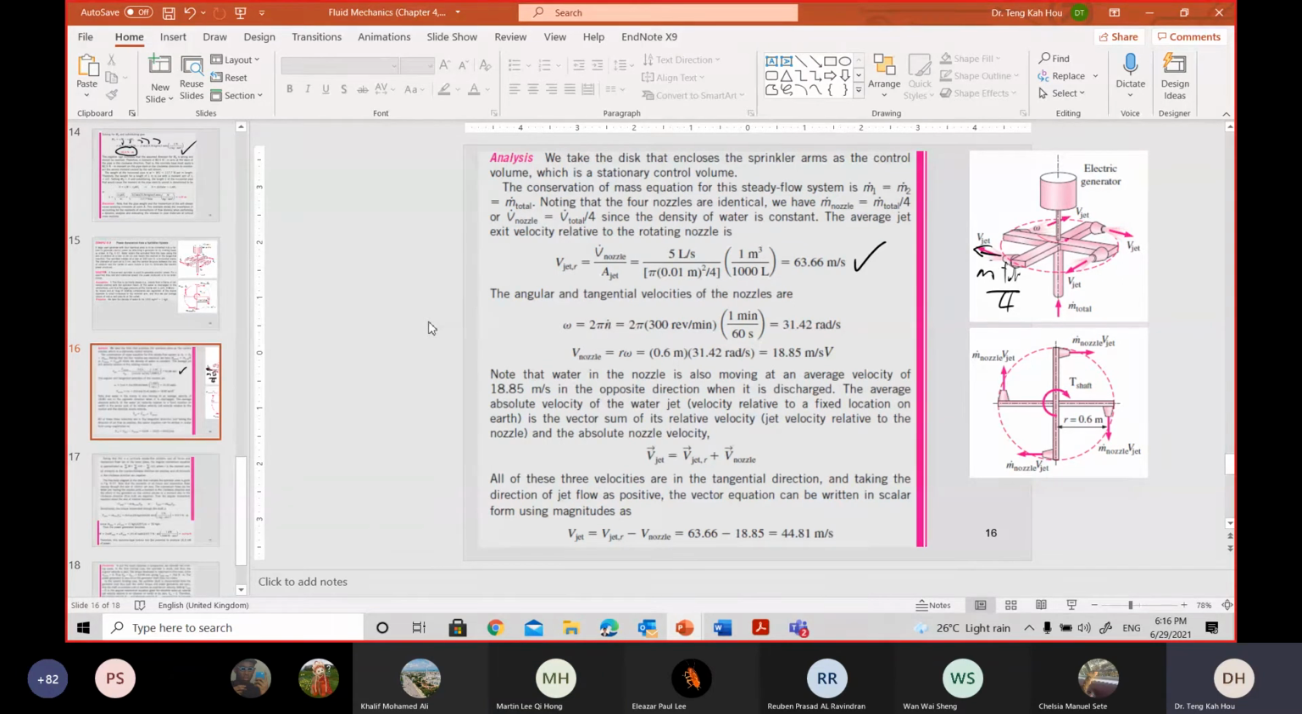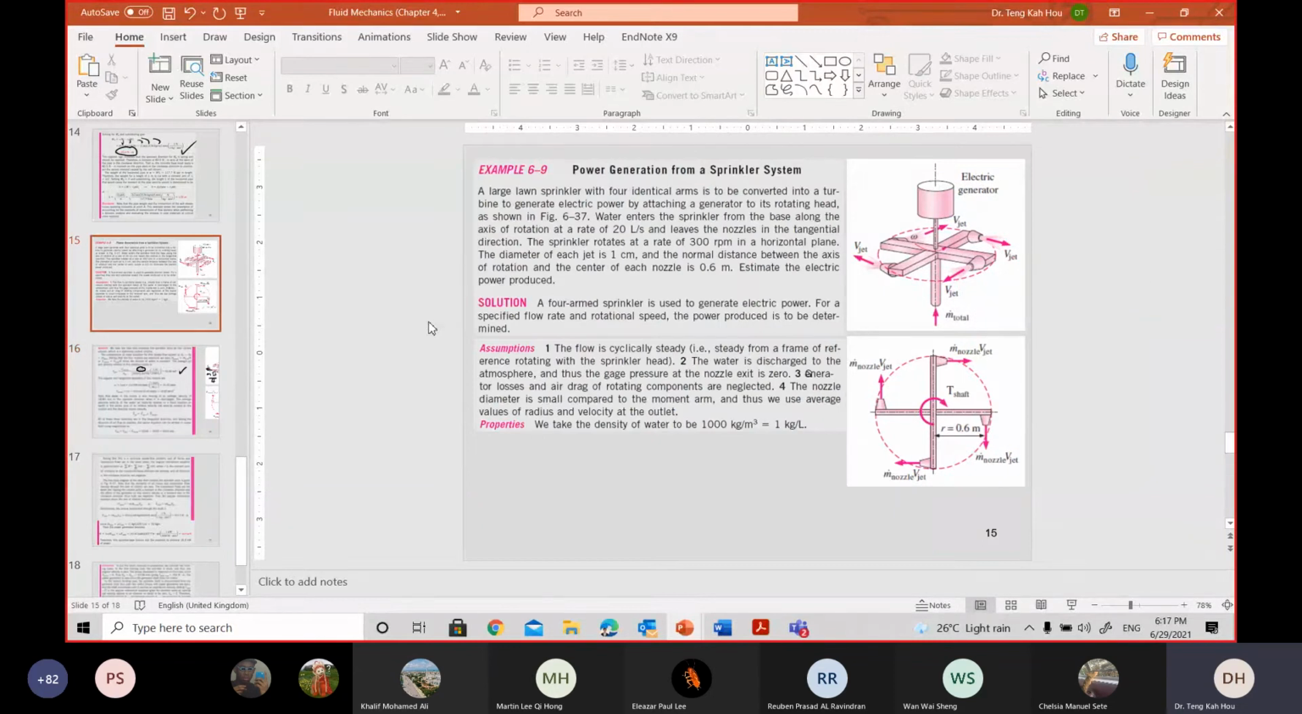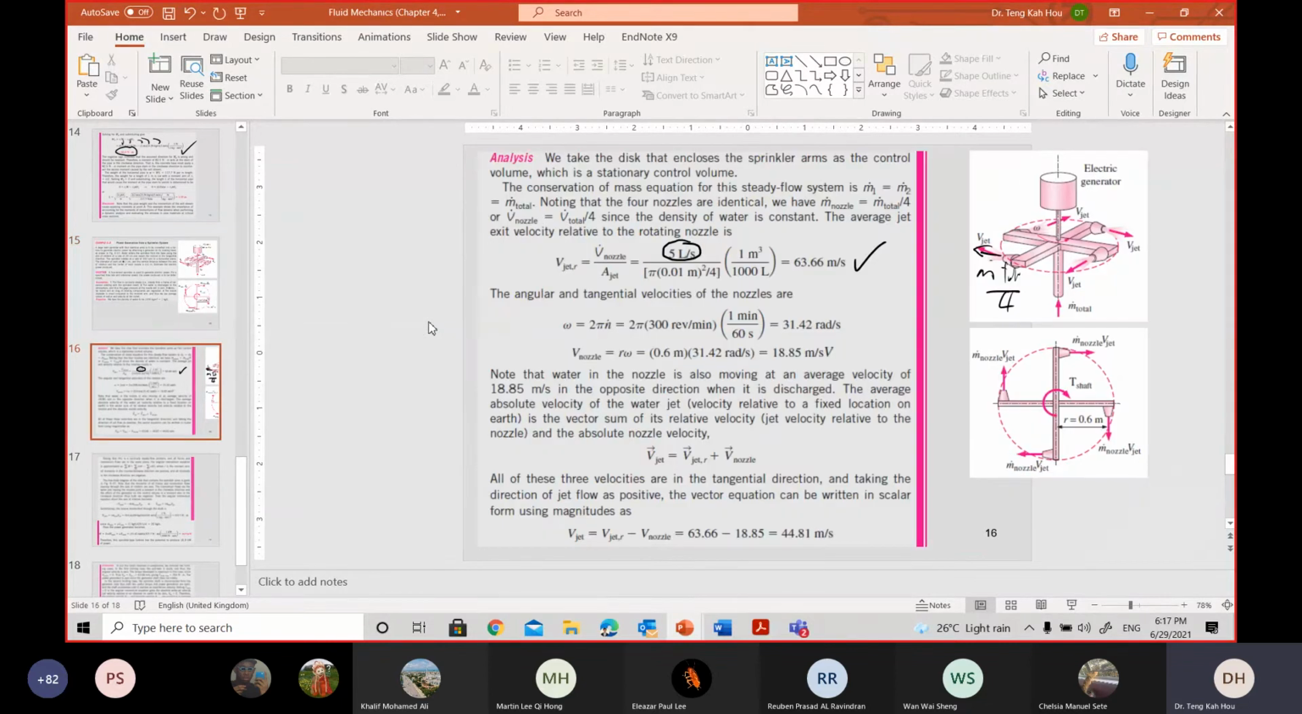So you know that your inlet, and why they use this? Because it's a volume flow rate, right? So you will have the 5 liter per second divided by the cross-sectional area of your diameter. And the diameter given is that the diameter of each jet is 1 cm. So from there, you can use the V equal to Q over A formula. So you're able to know that the velocity from here is 63.66 meter per second.